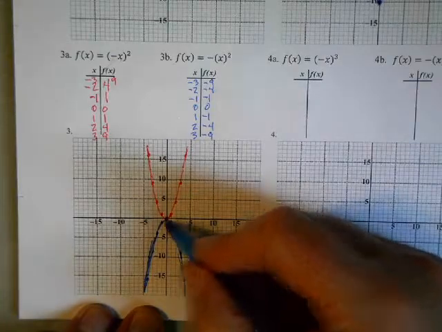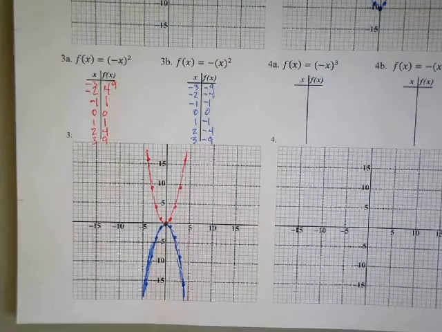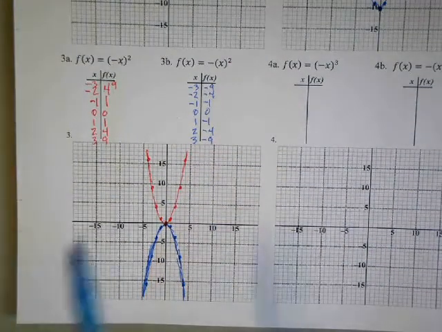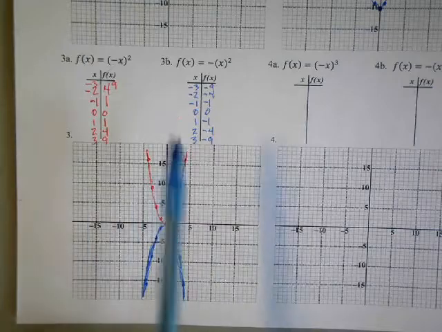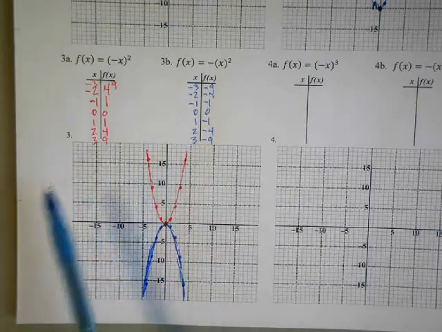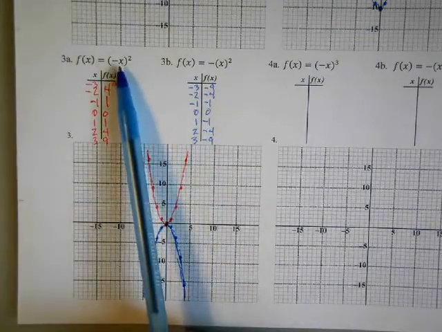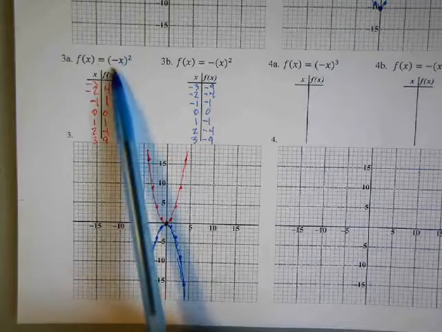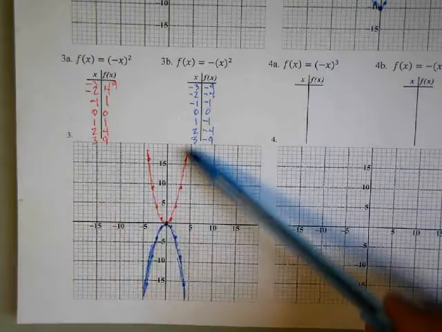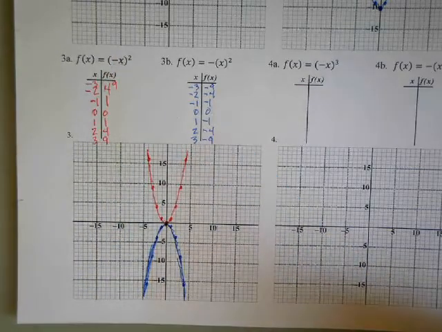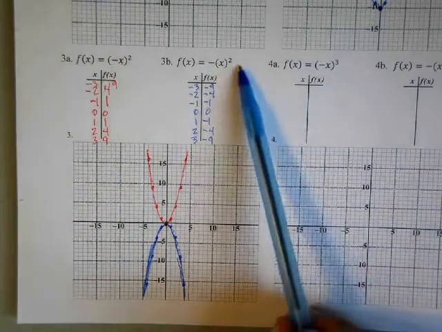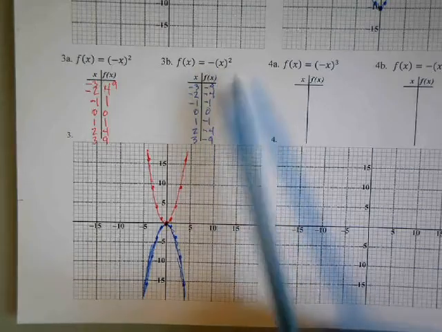Now, I might mention that square terms are called even functions because when you put a negative number inside the squared term, it doesn't change the graph. It comes out the same way it does. But when you put the negative sign outside the squared term, it turns the whole thing upside down.